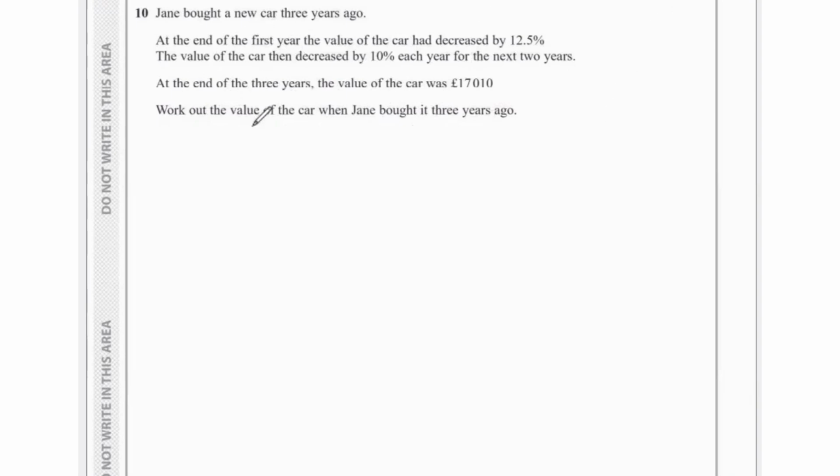So after the first year, the car decreased by 12.5%. So if we do 100 minus 12.5, the car's value was at 87.5% after the first year.